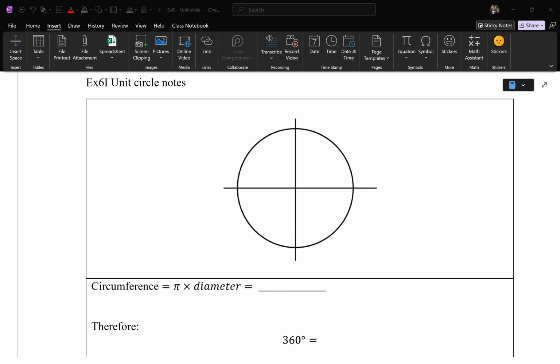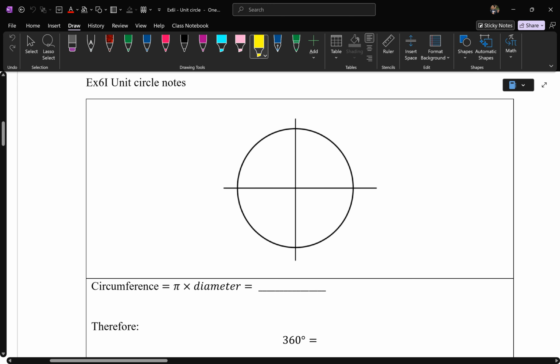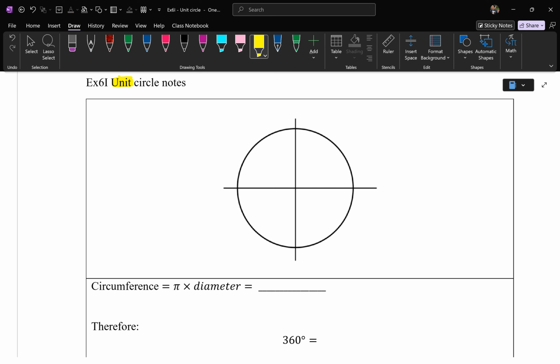Thanks, team. All right, so 6I. The whole topic relies on you understanding what we call a unit circle. Everything comes back to this picture. The better you understand this picture and what is actually happening to the circle, the better you understand the topic.